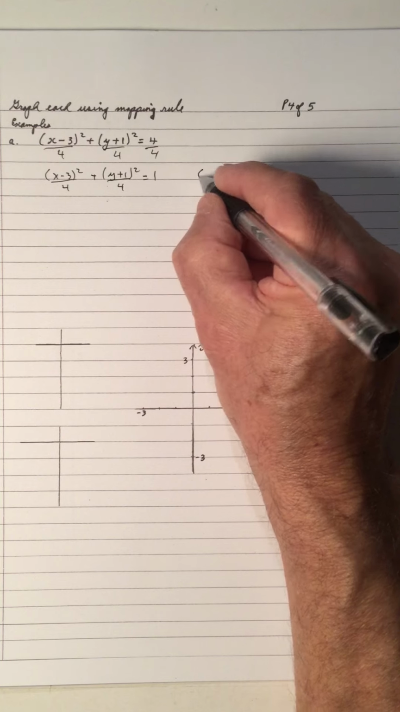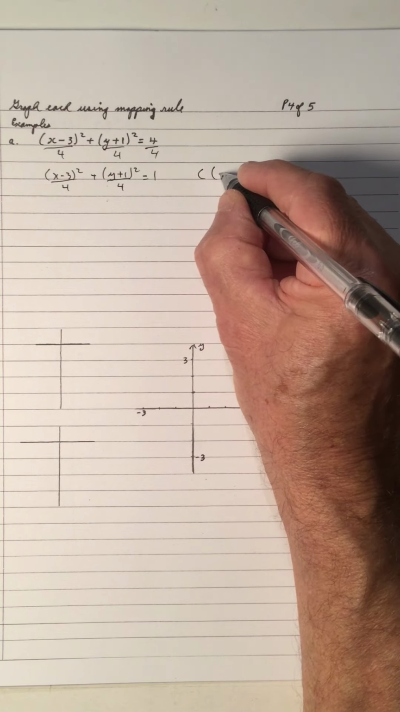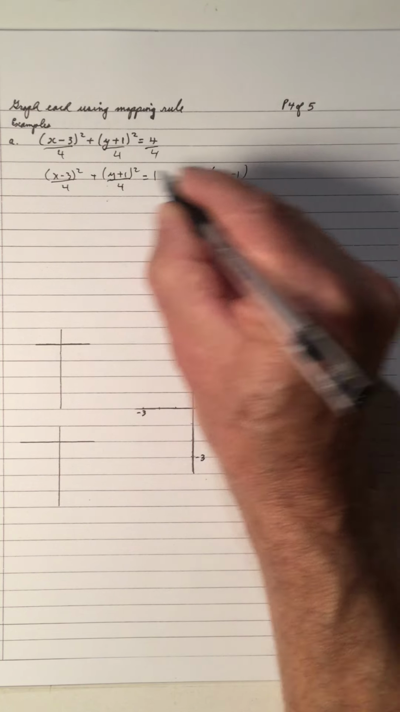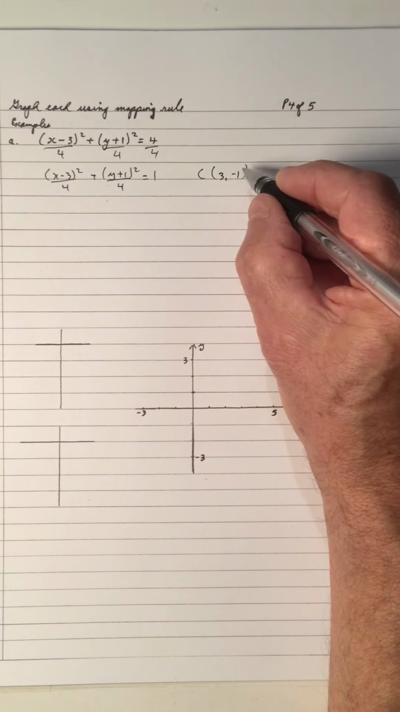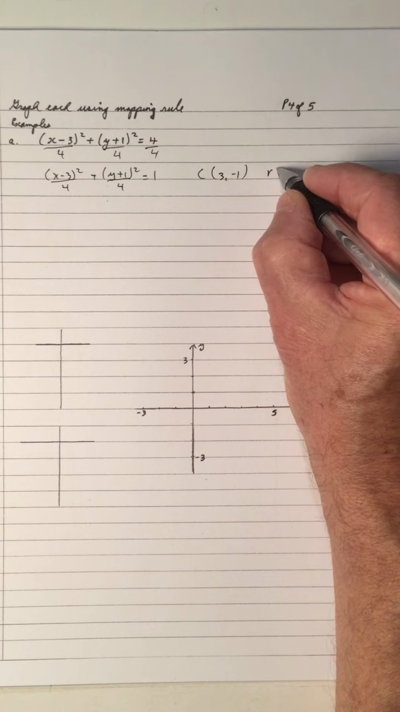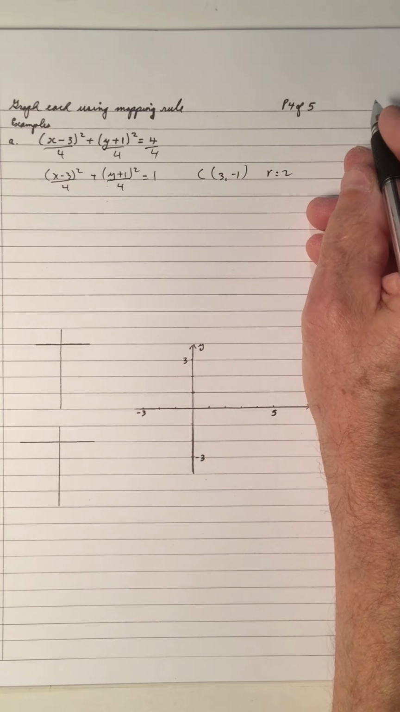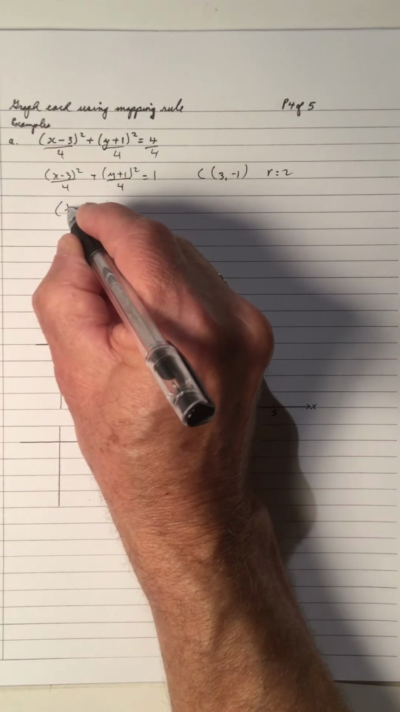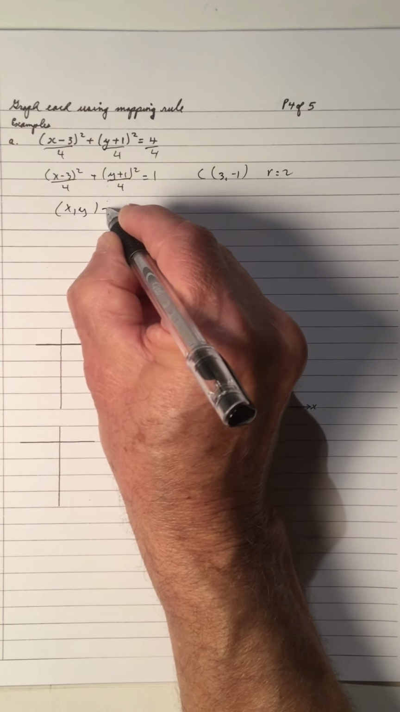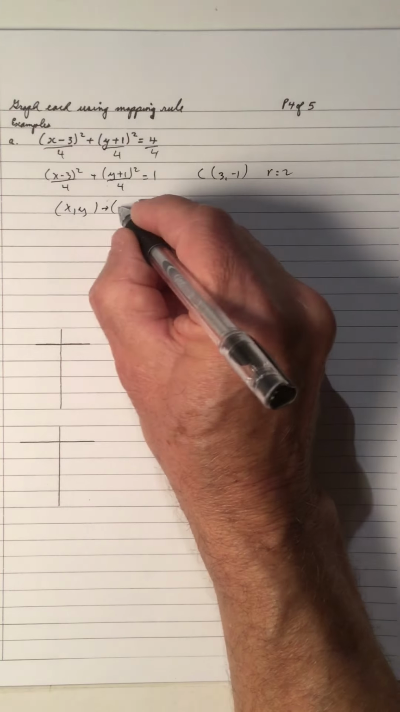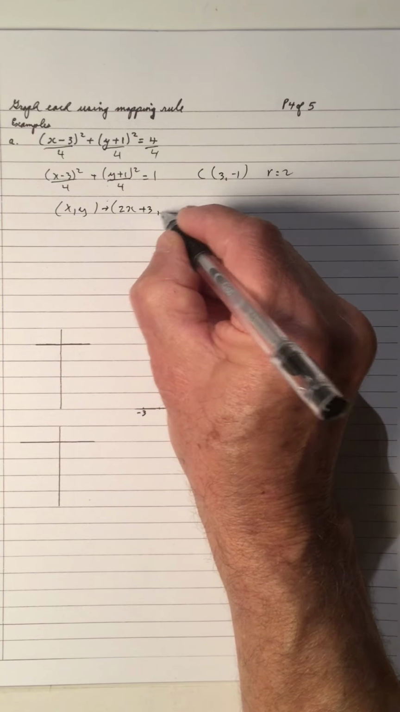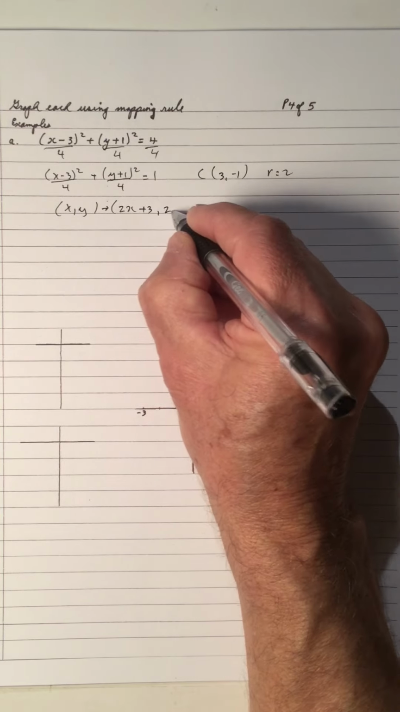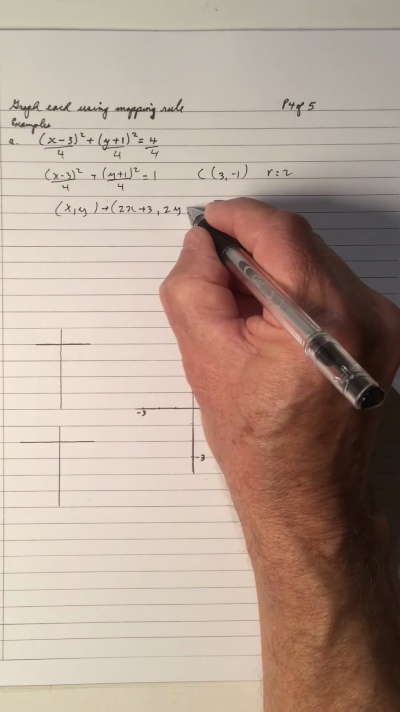So we have a center, which is 3, negative 1. Opposite of negative 3 is 3. Opposite of plus 1 is a minus 1. And the radius is the square root of 4, which is 2. So the mapping rule is x comma y goes to the radius, which is 2, times x plus 3, and the radius, which is 2, times y minus 1.